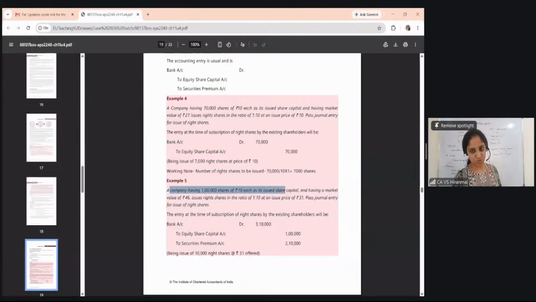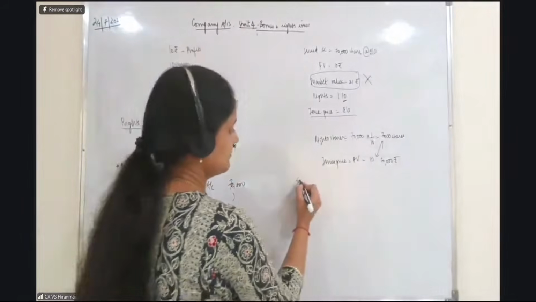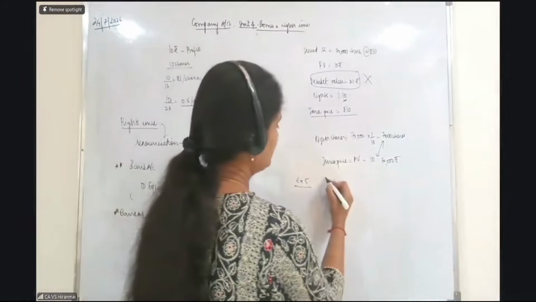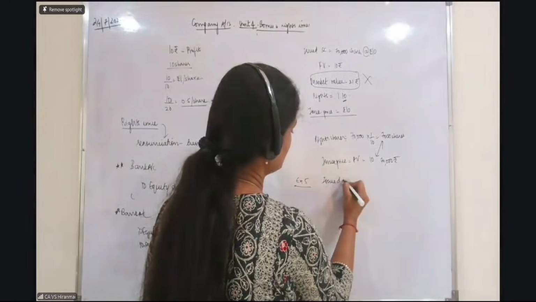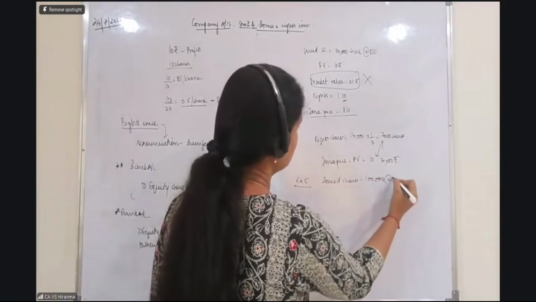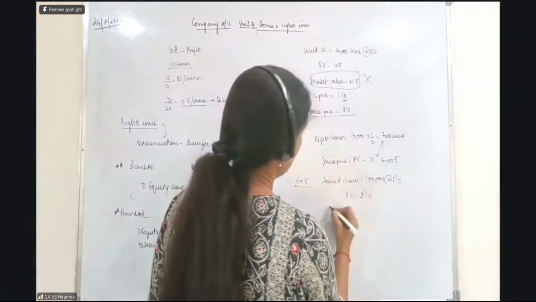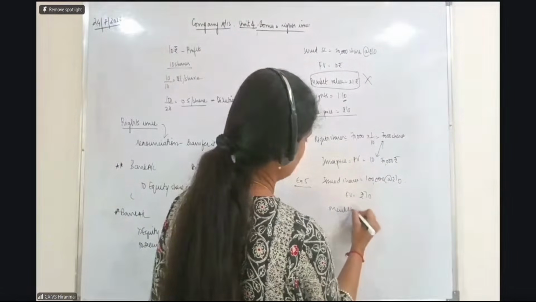A company having 1 lakh shares of rupees 10 as issued capital, market value 46, issues rights in the ratio of 1 by 10 at an issue price of 31. This now becomes important. All of you, please see here. Now, the example 5 talks about the issued capital or the issued shares are 1 lakh shares at the rate of rupees 10. That means here face value is rupees 10. How about the market value here?